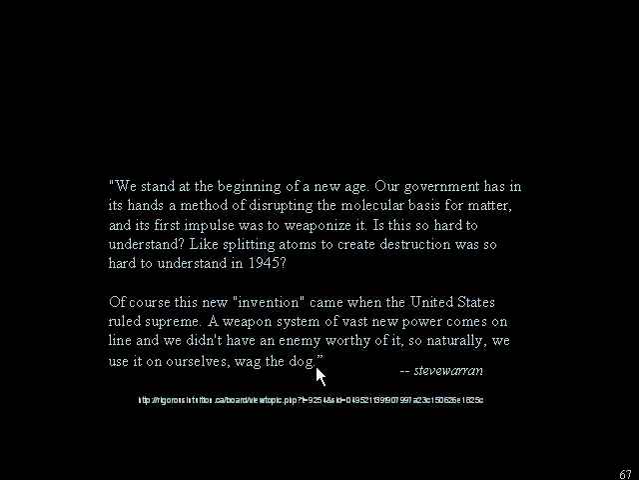Again, this is that comment made on a forum that's so well said. We stand at the beginning of a new age. Our government has in its hands a method of disrupting the molecular basis for matter, and its first impulse was to weaponize it. Is this so hard to understand? Like splitting atoms to create destruction was hard to understand in 1945. This is the new and improved model, it appears.